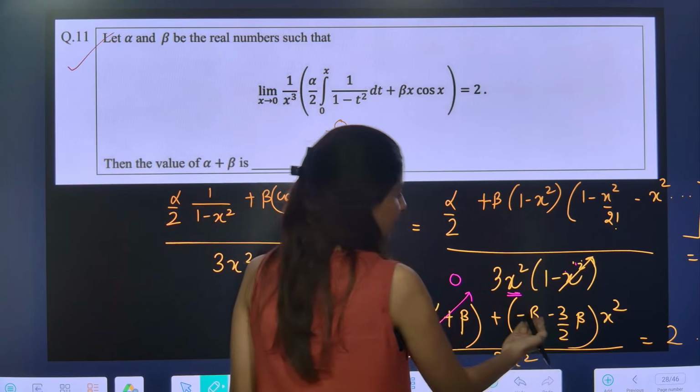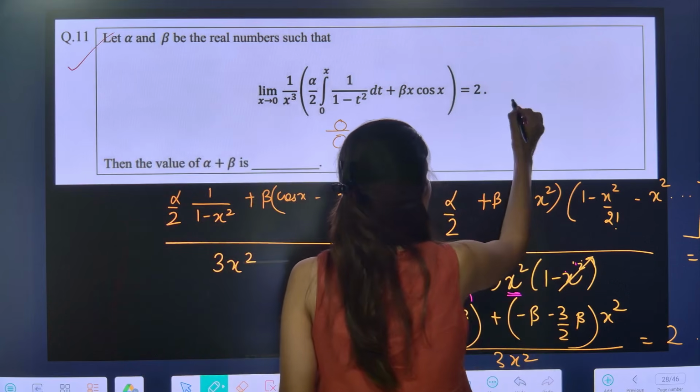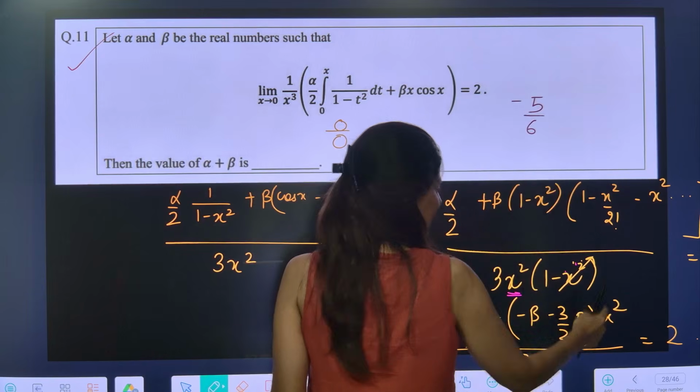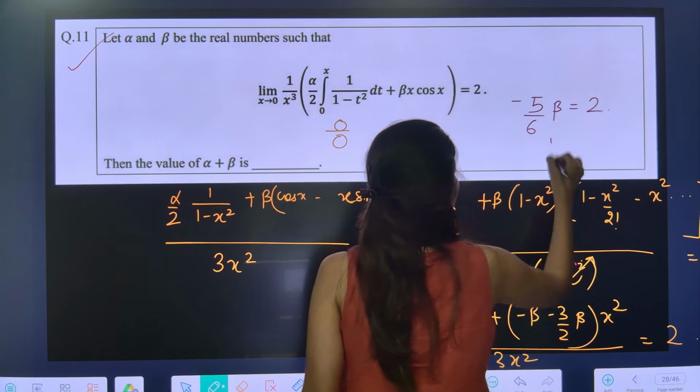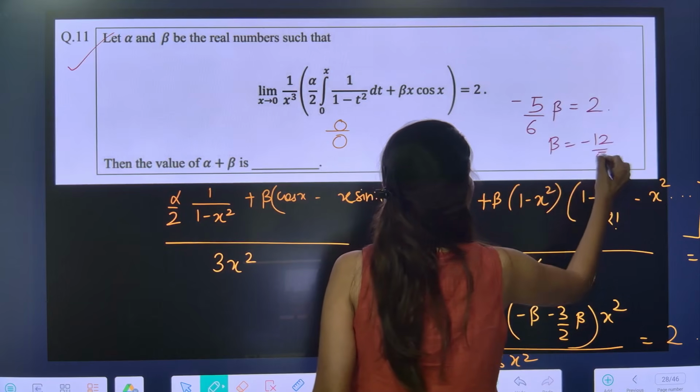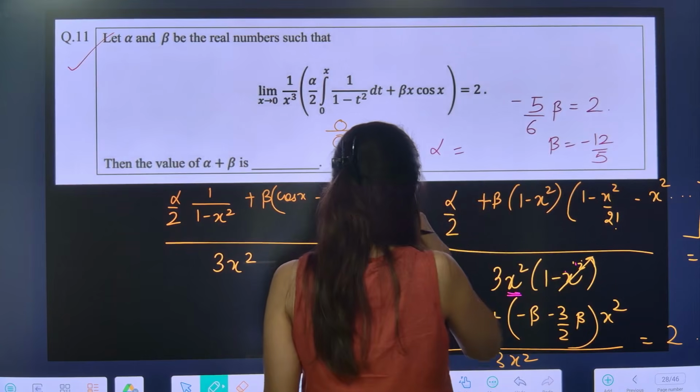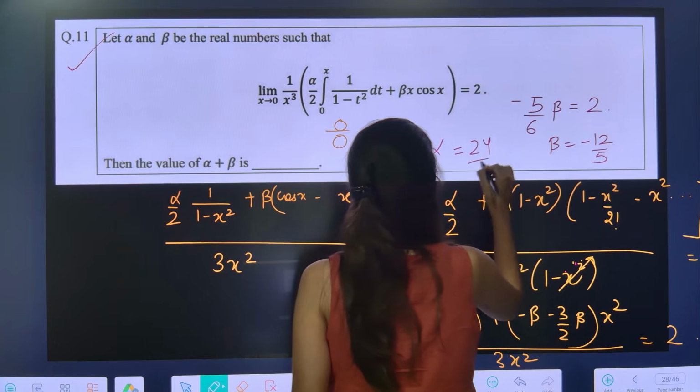What about this? This is minus 5 by 6. Minus 5 by 6, x square cancel. Beta is there, is equal to 2. So beta will be minus 12 by 5. Similarly, alpha will be what? Minus 2 beta, so 24 by 5.